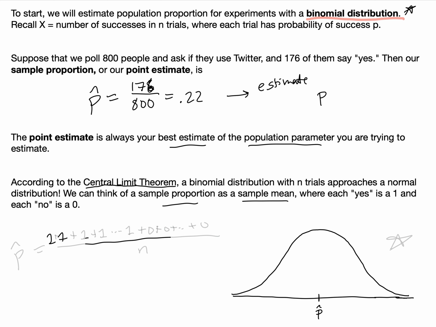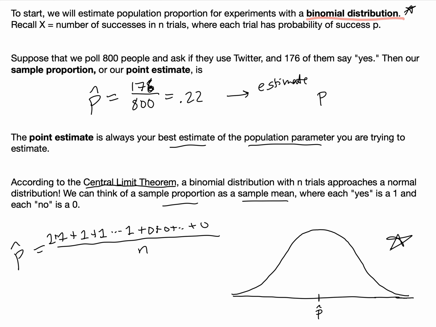So if I've got a bunch of ones and I'm adding them together, 1 plus 1 plus 1 plus 1, and that's all my yeses, plus 0 plus 0 plus 0, that's all my no's, and I'm dividing by n, the number of people in my survey, or the number of times that medicine worked or didn't, that sample proportion really is a mean or an average of a bunch of ones and zeros. That is a sample mean. So that p hat is a sample mean, and therefore these sample means will have a normal distribution according to the central limit theorem. So we can use the normal distribution to model this, which is really useful.